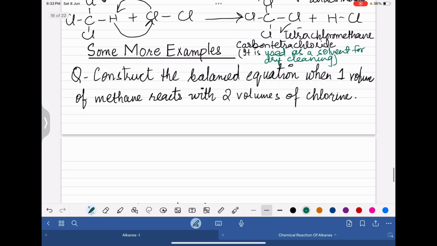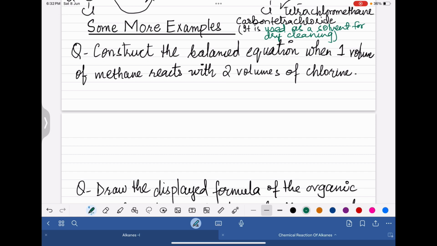Now we will do some more examples. In exams the questions come directly. For example, the question comes like this: construct the balanced equation when 1 volume of methane reacts with 2 volumes of chlorine. Now what will I do is 1 volume of methane, this means CH4 plus, it will react with 2 volumes of chlorine to form. You know that in this reaction one will be the organic product and the other will be the byproduct, that is hydrogen chloride gas.